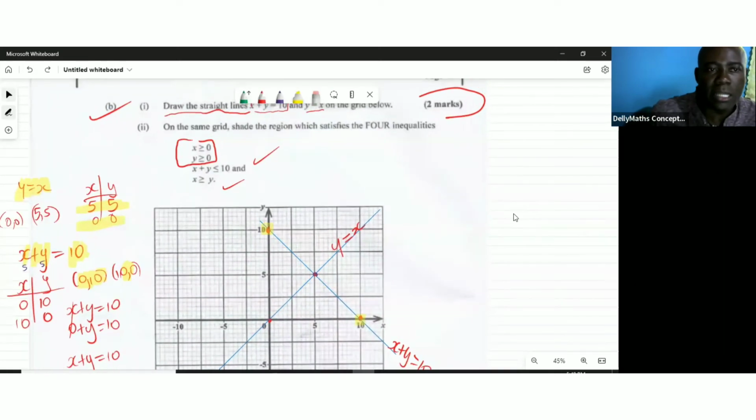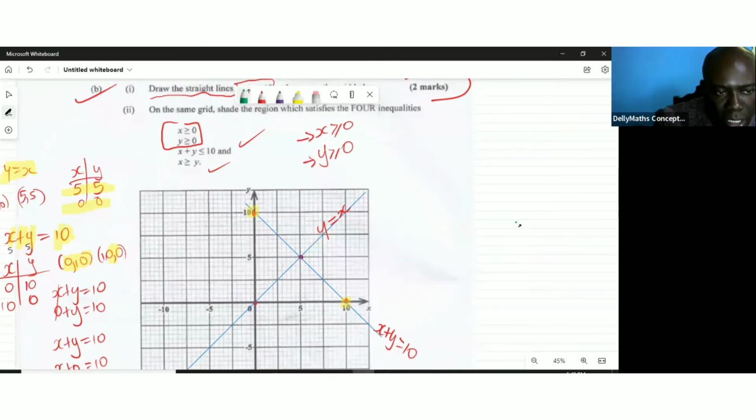But let's focus on the part of the question that says shade. So let's shade this one first. Let me write it so that you could see what I'm doing. I'm going to shade x is greater than or equal to 0. Then I'm going to shade y is greater than or equal to 0. And then we look at the others. It's this line pointing that way, so it's greater than 0.